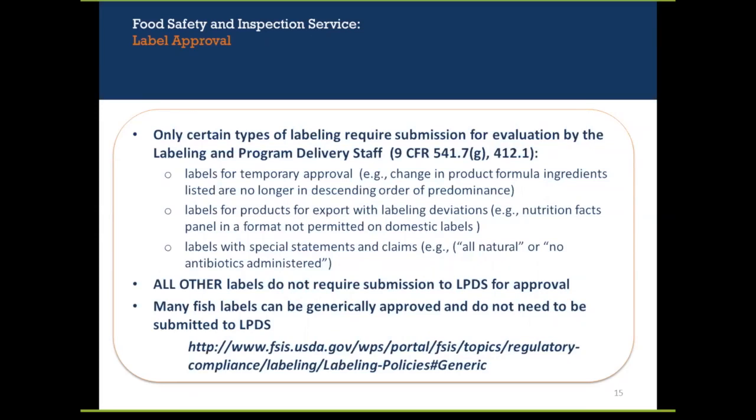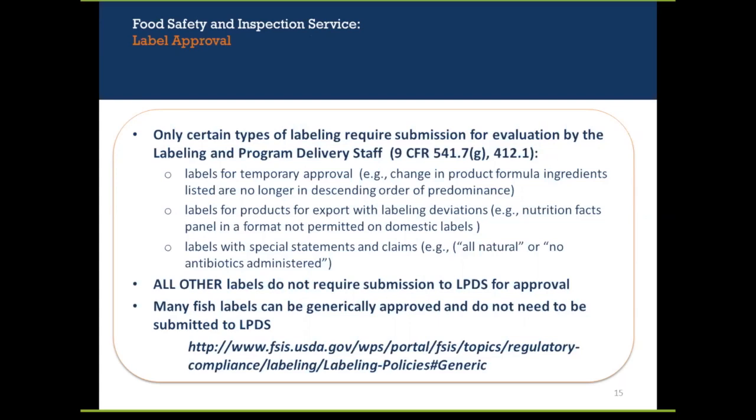The types of fish labels that must be submitted to FSIS for sketch approval are labels that need a temporary approval. For example, because the product formula has changed and now the ingredients listed on the label are not in the correct order of predominance. Labels for products for export out of the United States with certain labeling deviations.